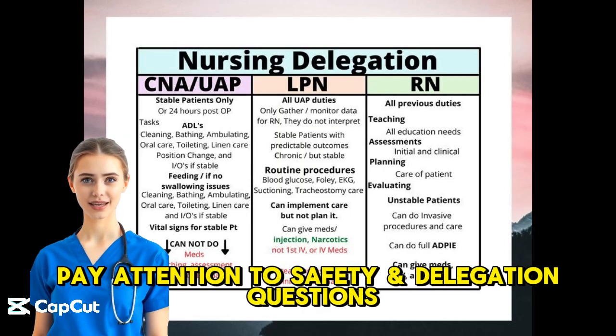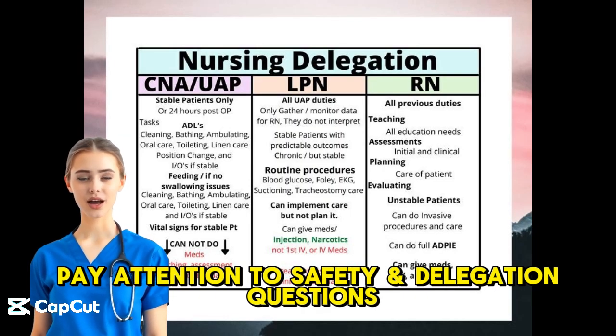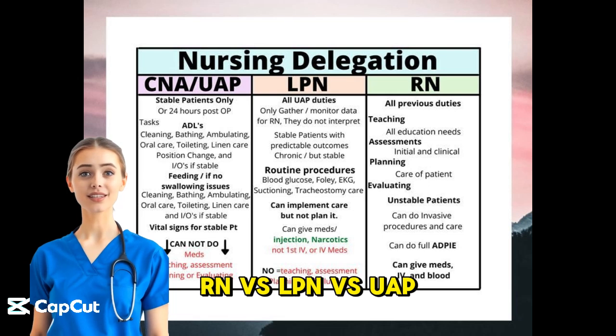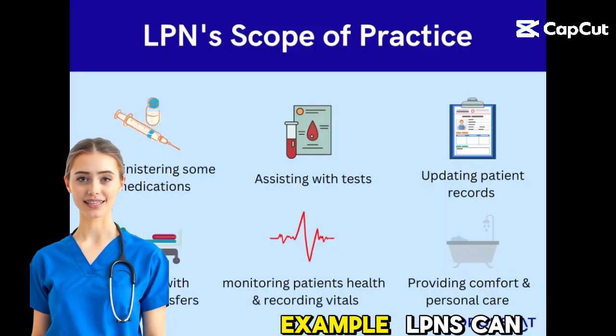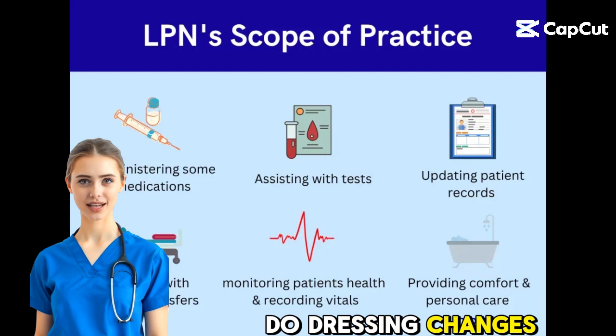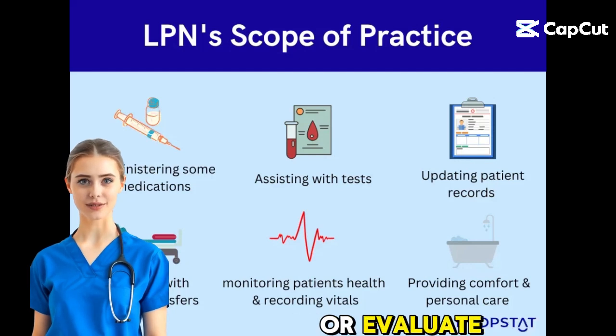Pay attention to safety and delegation questions. RN versus LPN versus UAP. Know which tasks can be delegated. Example: LPNs can do dressing changes but can't assess or evaluate.